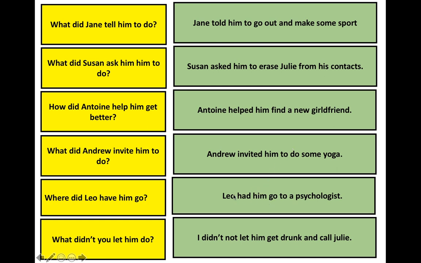Him, Leo had him go. After had, we use the object pronoun and then the infinitive without to, the infinitive in the simple form. I didn't let him get drunk. Let, and then after let we use the object pronoun and then we use the verb without to.